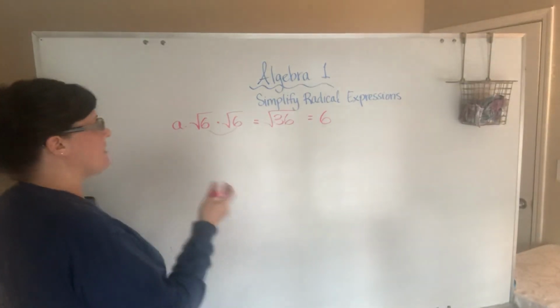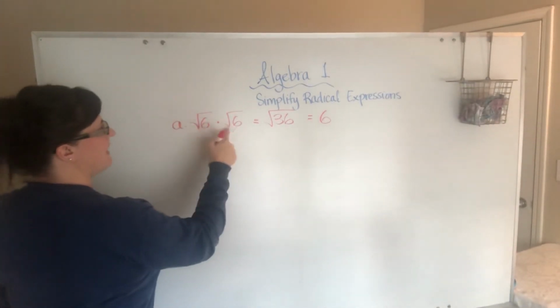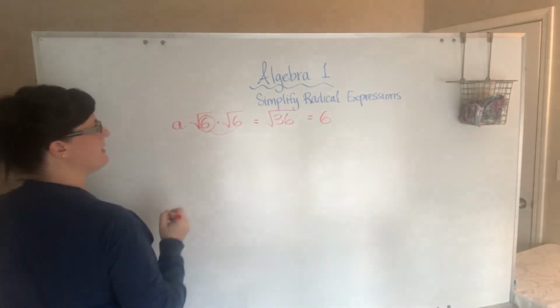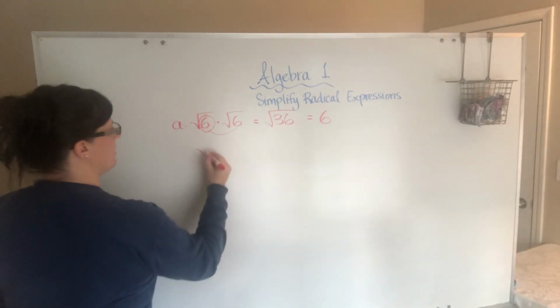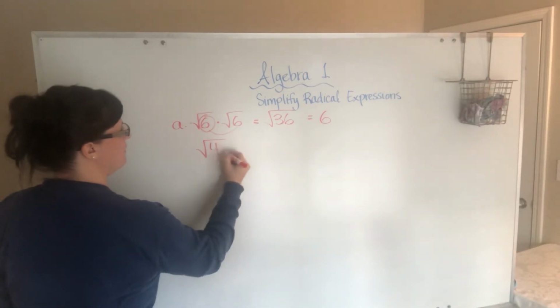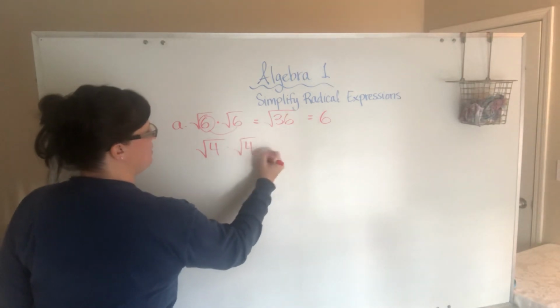The point we want you to see here is a radical times a radical, you end up with just the term underneath. Let's look at that again. What if I have the square root of 4 times the square root of 4?